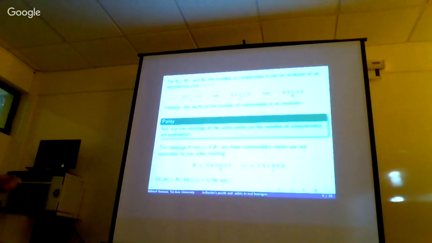So each of these two labelings is a class. A one-element set is a class by itself, so it's not equivalent to any other labeling. And also there are movable labelings, which you can move, with even and with odd number of components.